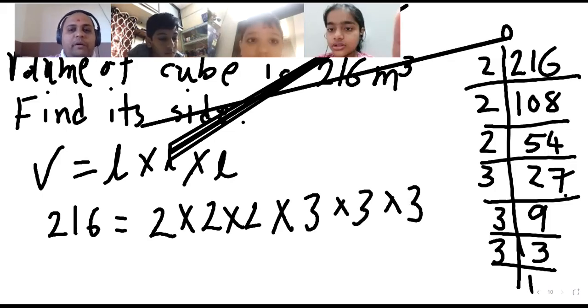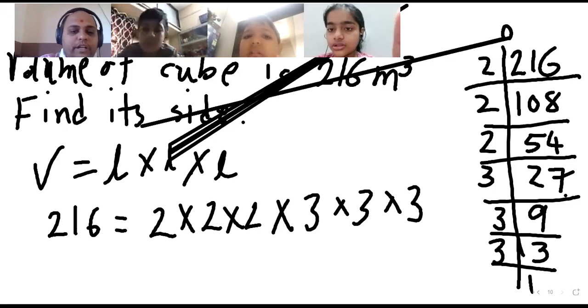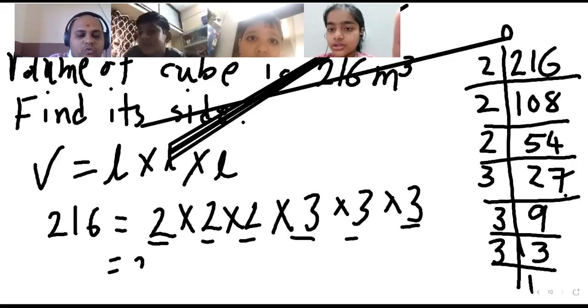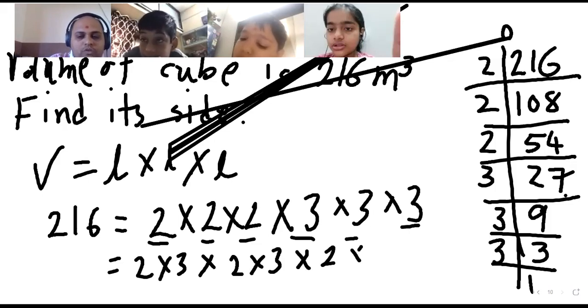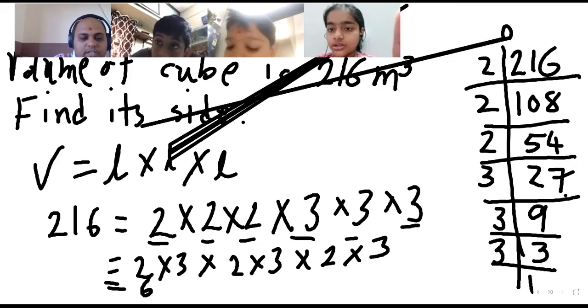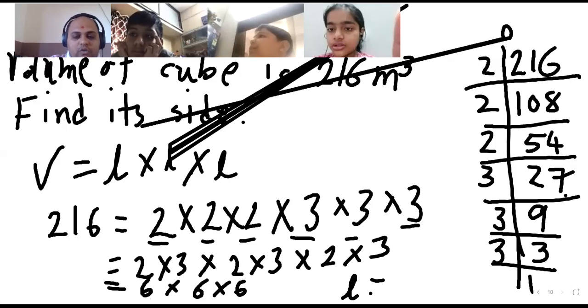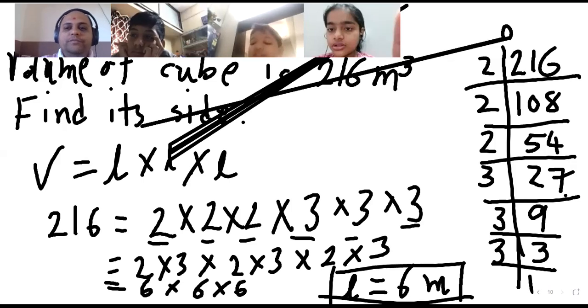Okay, so we pair them up. If you remember, we have done this type of example to find the side for squares, in the chapter of squares. So we will pair them up. That means 2 into 3 into 2 into 3 into 2 into 3. So the answer will be 2 3s are 6 into 6 into 6. So L is equal to 6 meters. That is the answer.